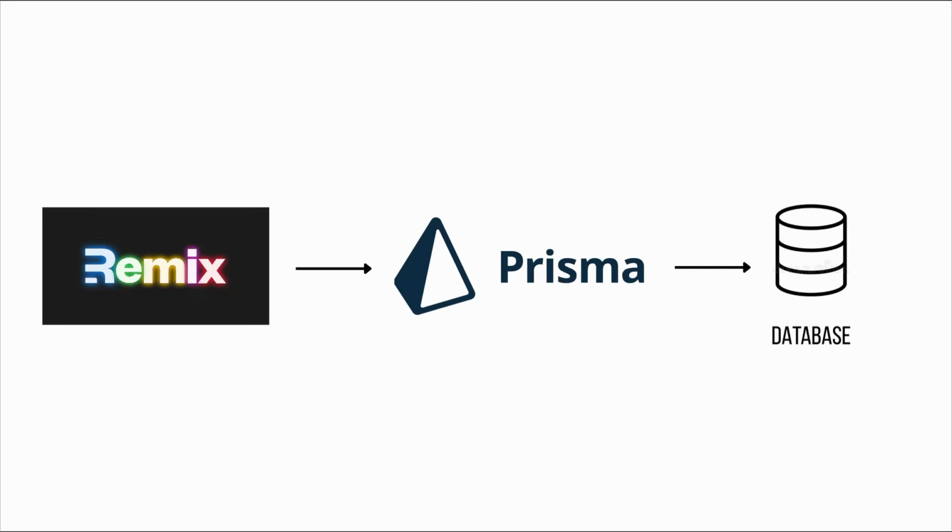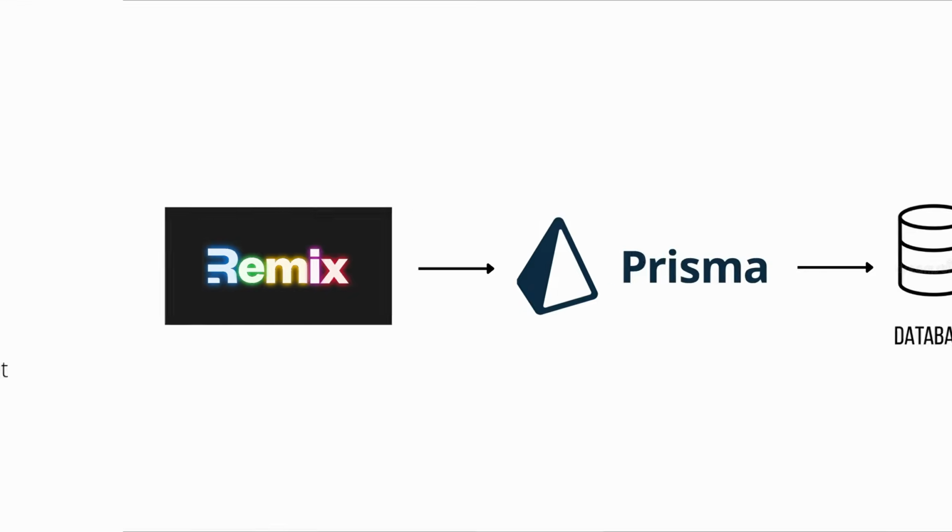In terms of where an ORM fits in your stack, it sits between your backend code and your database. As we've talked about already, Remix runs on both the client and the server, so our Remix code is our backend code. Prisma sits between our backend code and the database, so we communicate with the database through Prisma.